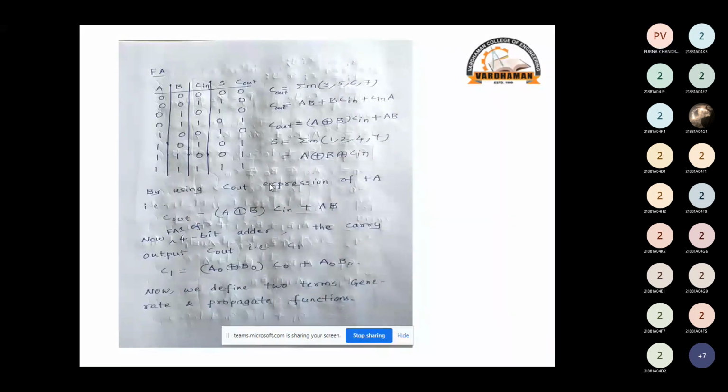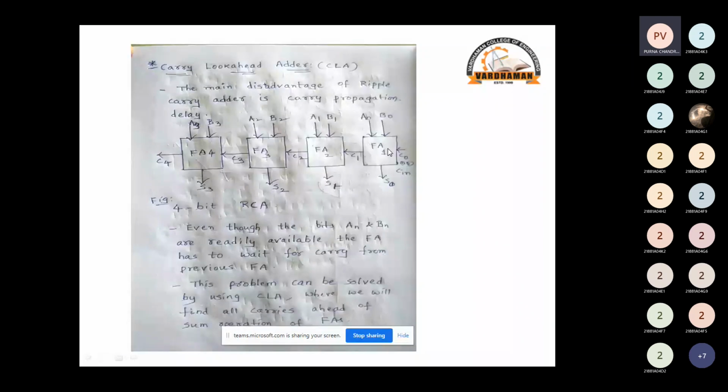Now, this is the Cout expression. Let us consider a 4-bit adder. A 4-bit adder has 4 full adders. First we'll find this C1 of full adder 1, then C2, C3 and C4. How we can find them, we'll see.